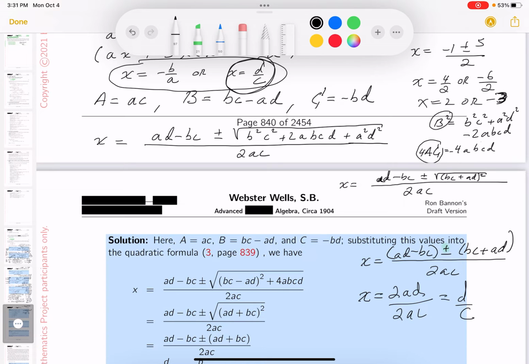Let's do the minus sign now. What are you going to get when you do the minus sign? So you get AD minus AD, that's no ADs, minus BC is minus 2BC over 2AC. The 2's cancel, the C's cancel, and you're left with minus B over A. Were we expecting that? Yes, we were.